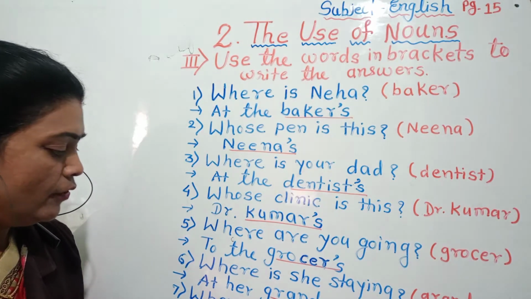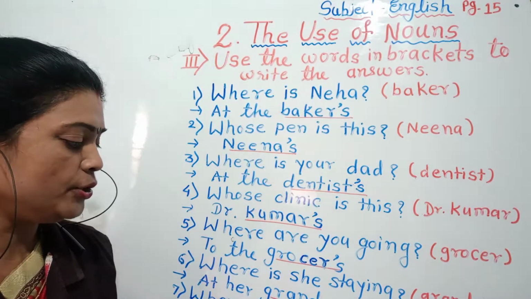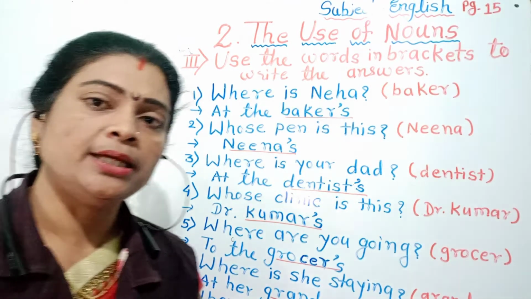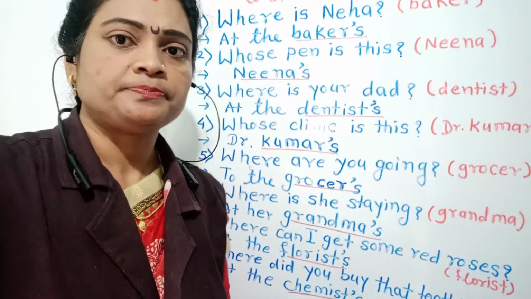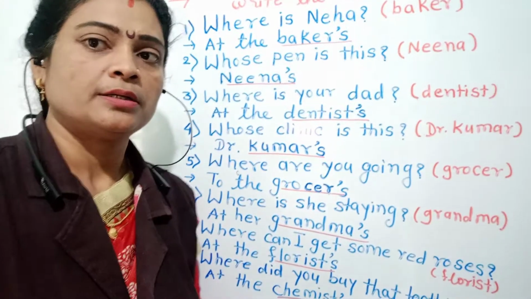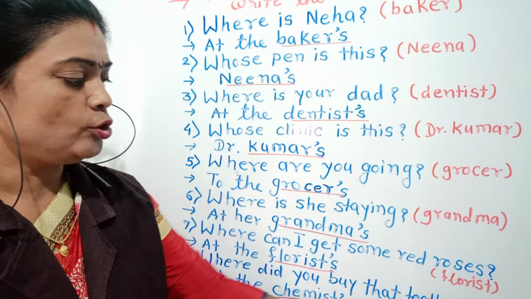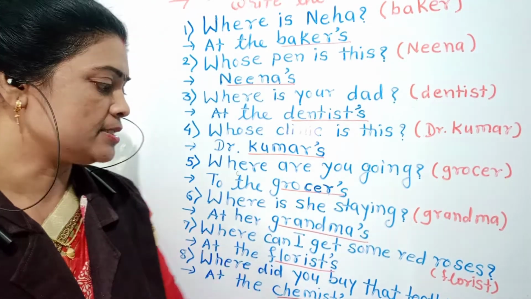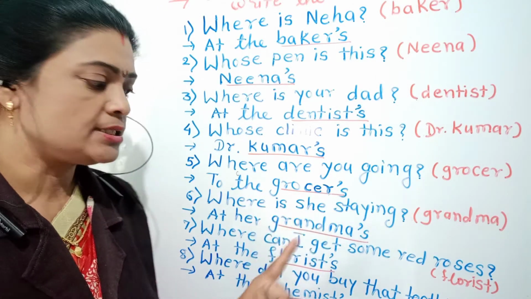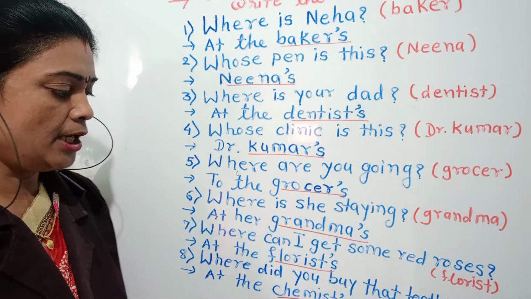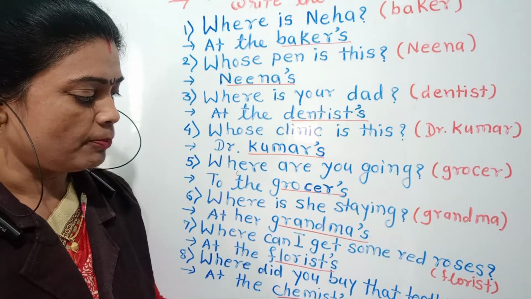Now the next example, where did you buy that toothpaste? The question is, where did you buy that toothpaste? And in the bracket there is chemist. The eighth question is where did you buy that toothpaste? In the bracket there is written chemist. So we also know the place. The chemist is given. So how can we write this answer? We want to write this answer in this way: at the chemist's. Chemist indicates that place. It's a shop. So we are using apostrophe s.